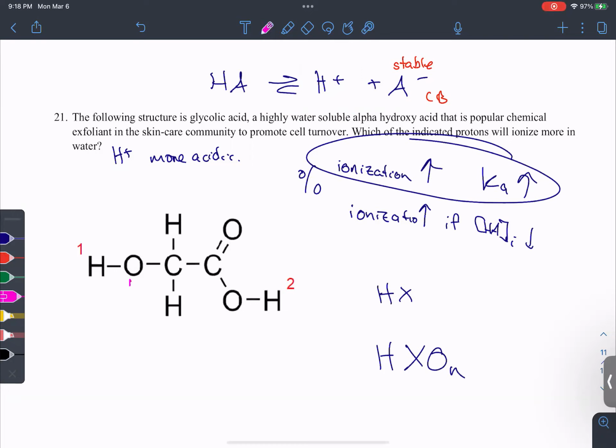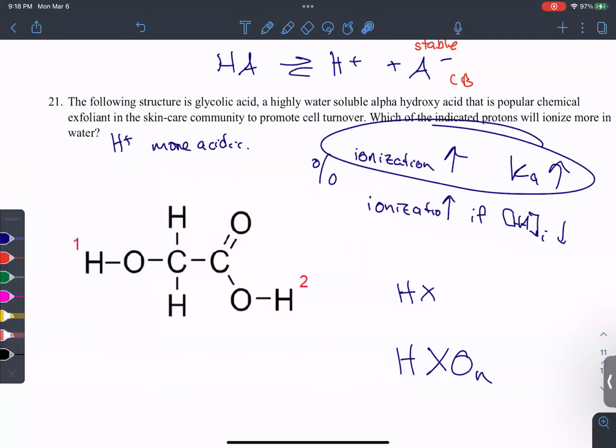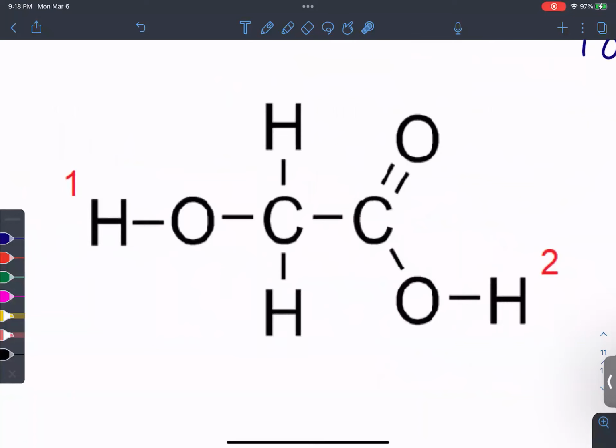Therefore, it's really asking what conjugate base, or what thing it's attached to, is more stable. All right, so that's the idea here. And so this is a concept: which hydrogen is more likely to come off? What I like to do is just scratch off that hydrogen and look at what's left over.